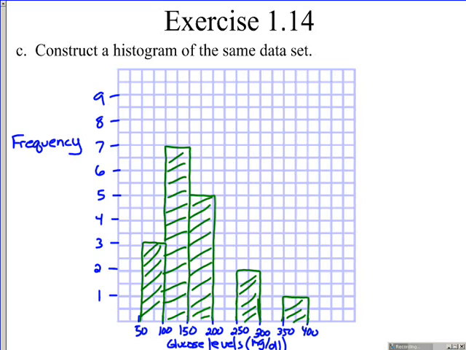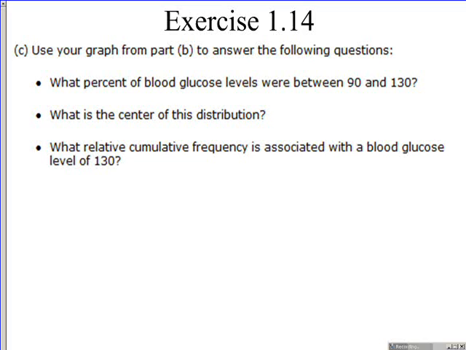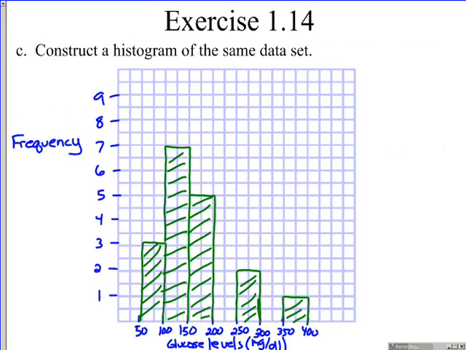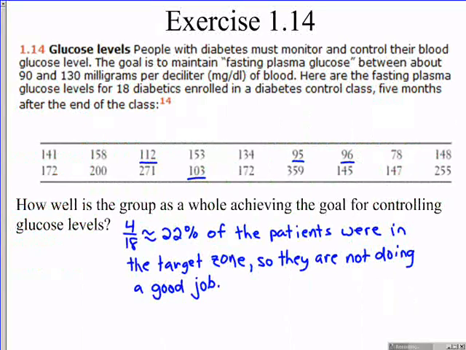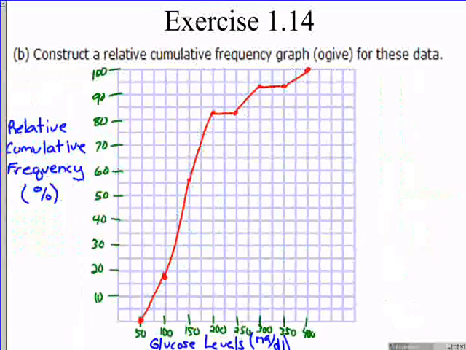And that would represent our histogram. Okay, use your graph from part B, so the ogive, to answer the following questions. What percent of blood glucose levels were between 90 and 130? Okay, so we know directly from our data set that it's 22%. But if we were just given the ogive, we want to know between 90 and 130.